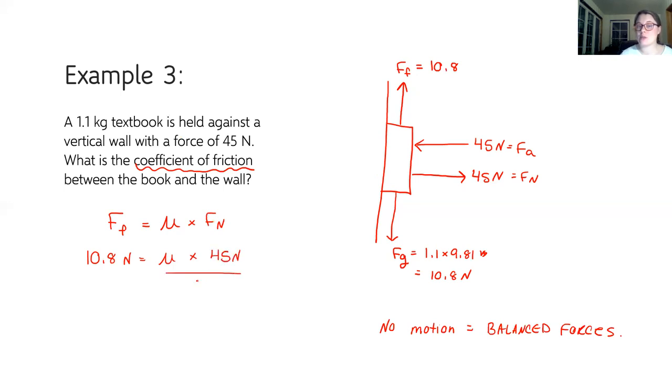Now we divide both sides by 45. And if you do that, you will get the coefficient of friction is equal to 0.24. I've used 2 decimal places because there were 2 digits in each of the given numbers, 1.1, 4 and 5. So that gives me a good example of where to round to. Those are the 3 simple examples of calculating with the force of friction.